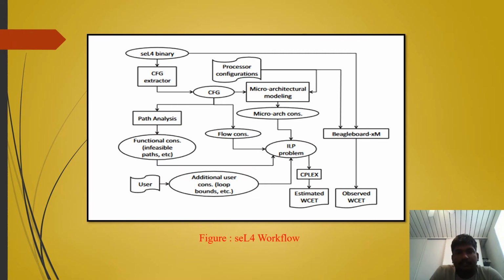In this image, we can see the workflow of SCL4. It starts with the SCL4 binary, and we will get two types of outputs: one is the estimated worst case execution time and the other is the observed worst case execution time. The observed worst case execution time has fewer processes. The binary code is sent to the processor called the BeagleBoard XM processor, and then we will get the observed worst case execution time. The estimated worst case execution time has a process which we can see in the image.